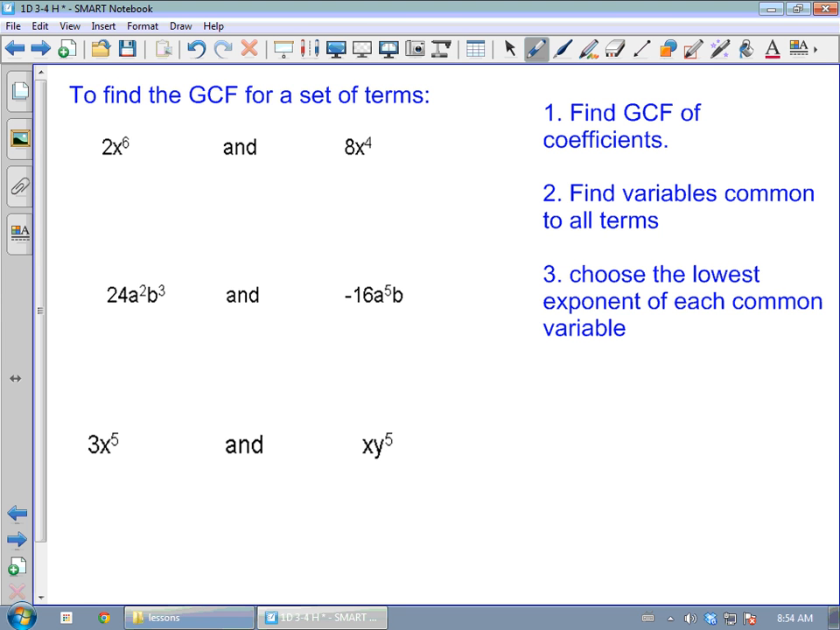It's going to be a number that divides evenly into both 2 and 8. What do we think? What number divides evenly into both 2 and 8? 2. So our greatest common factor of these 2 things is going to be 2.